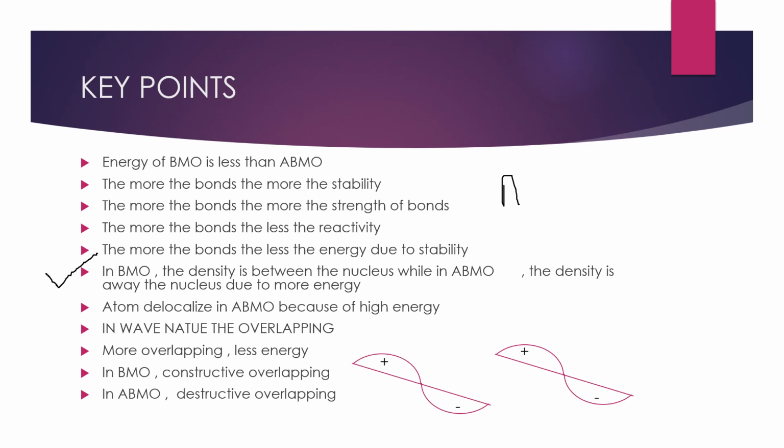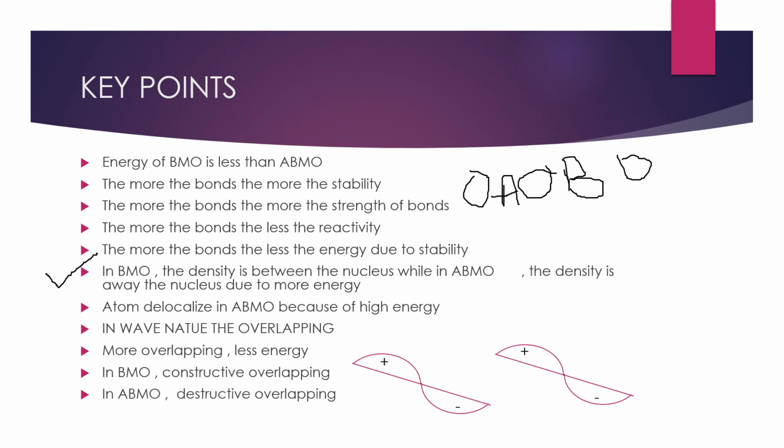Just suppose that we have two nuclei, a nucleus A and B. Now we know that BMO has less energy, so the density will be like here. But in the ABMO the density will fly apart from the nucleus because of the larger energy. Now that's written in this point. The atom is delocalized because of high energy, like most of the electrons are localized in ABMO. So because of higher energy, the electrons localize.